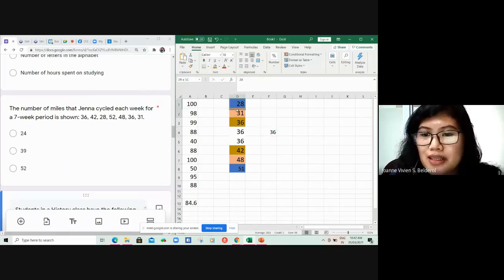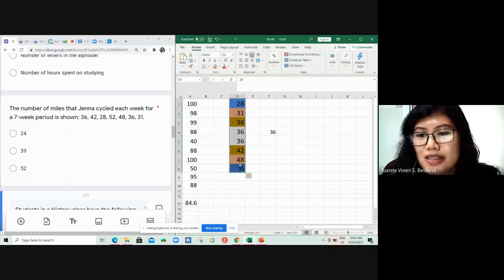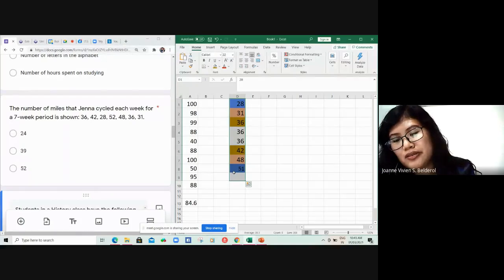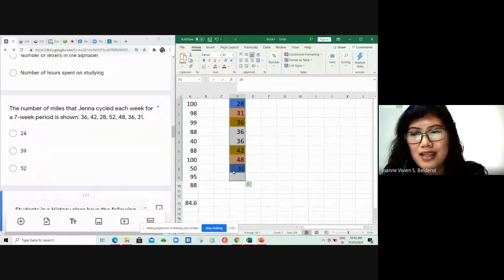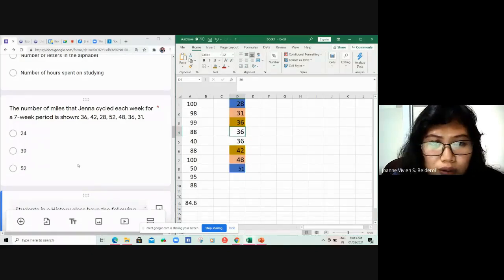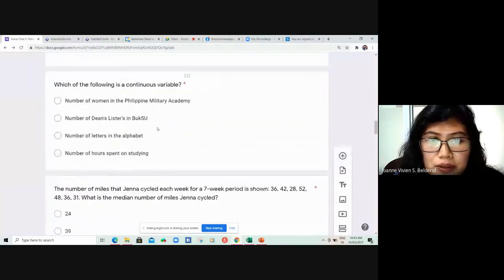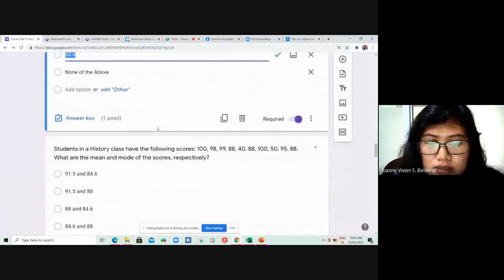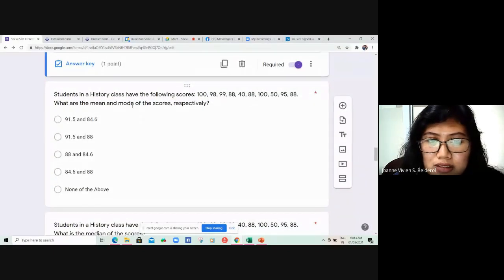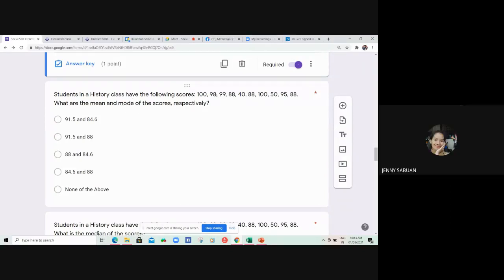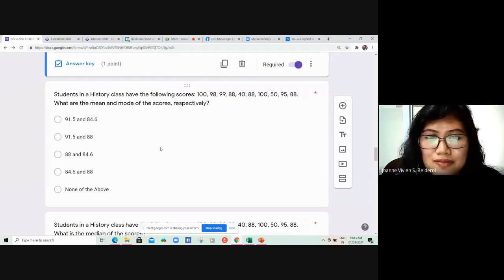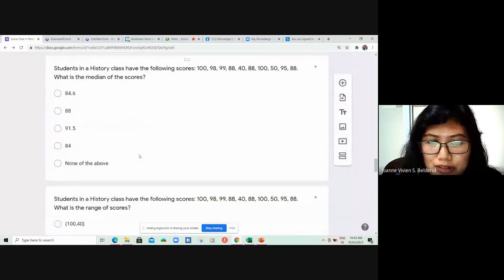Now looking at the same data, what is the mode? Mode is the most frequently occurring. So in this data, in column D, what is your mode? 36. Correct. This is now what we call multimodal, more than one. What if I change it? Here is a question on the mode. Students in a history class have the following scores. What is the mode? 88, ma'am. 88, correct. So anyways, you know that already. I hope that's clear.